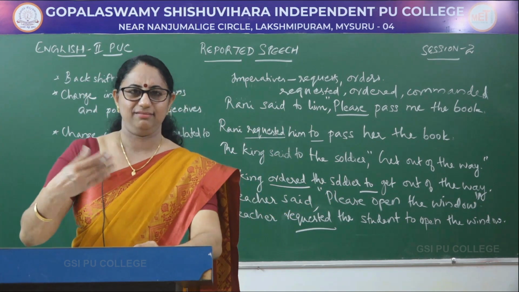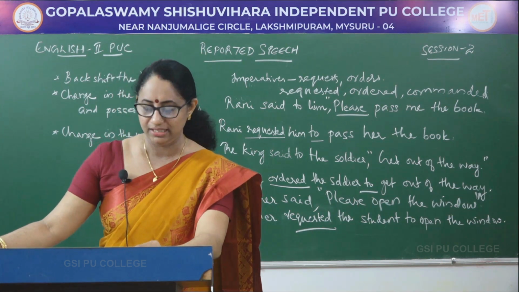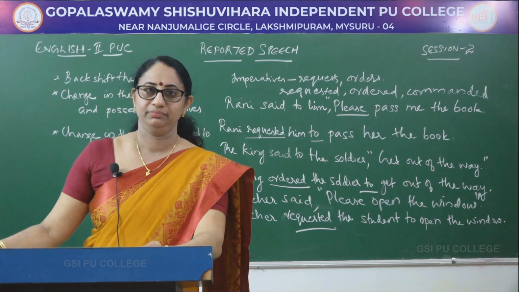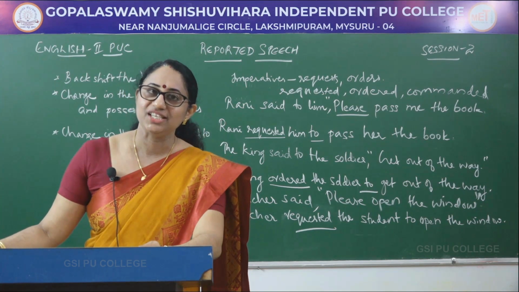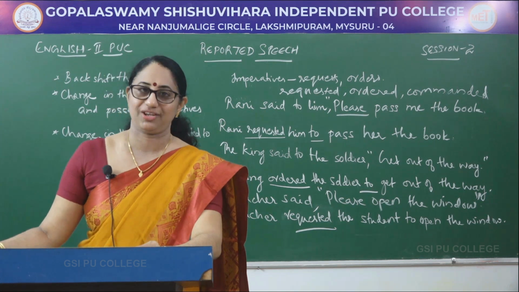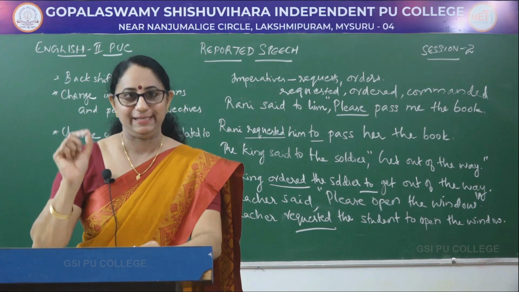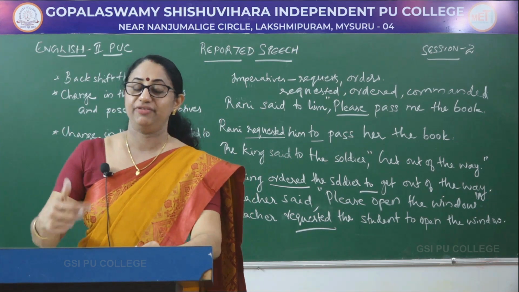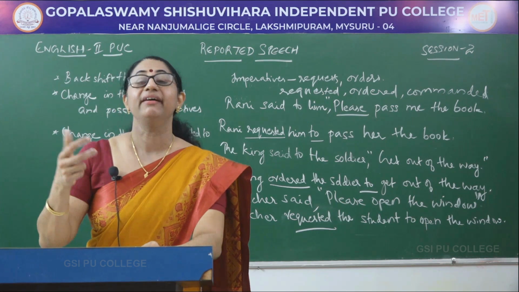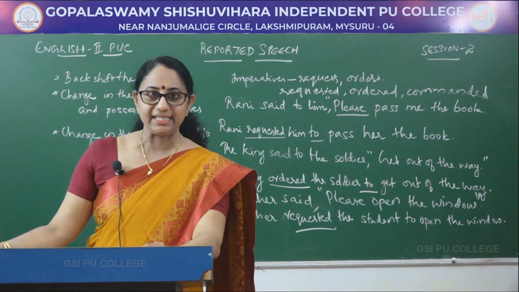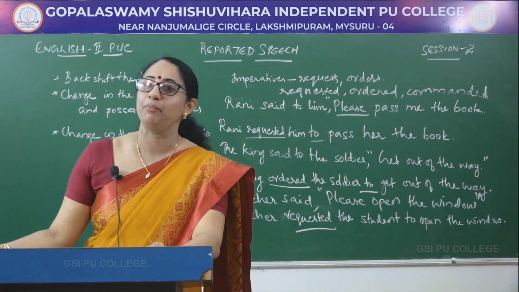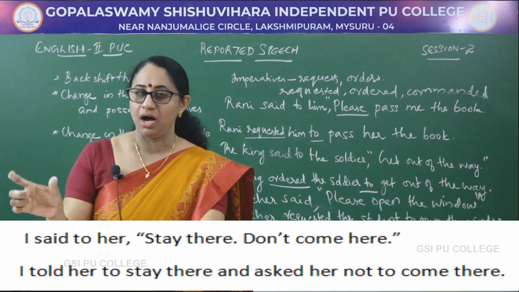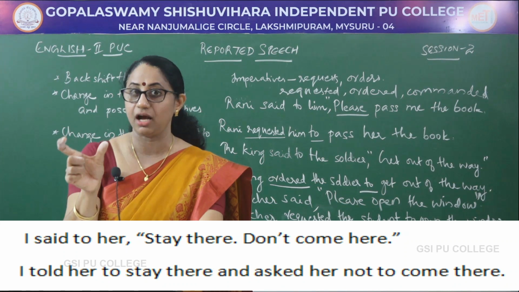Now, I'll just read out a few more examples. The principal said to the student, "Wear your uniform." So naturally, when the principal speaks to a student, it must be an instruction. So the principal instructed the student to wear his uniform, and if it is to a girl child, to wear her uniform. I said, "Stay there, don't come here." Now see this. These two are imperative sentences, and again there are two.